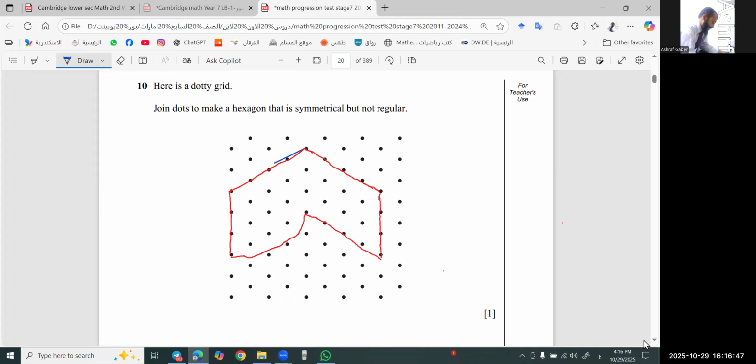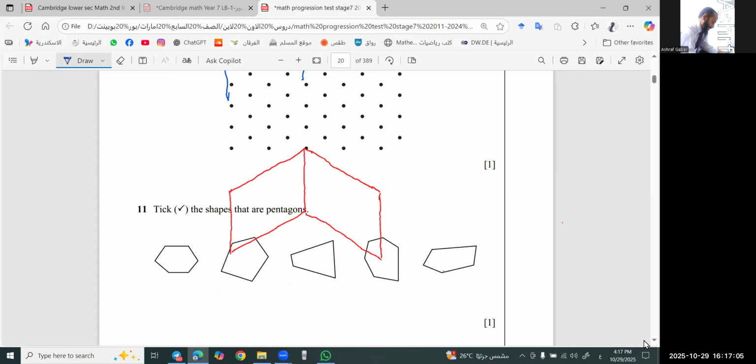Here, the length of this side is not equal to this side. So this shape is what? It is not regular. Okay? And symmetrical because we have one line that divides the figure into two congruent parts. Look at the exercise after it.